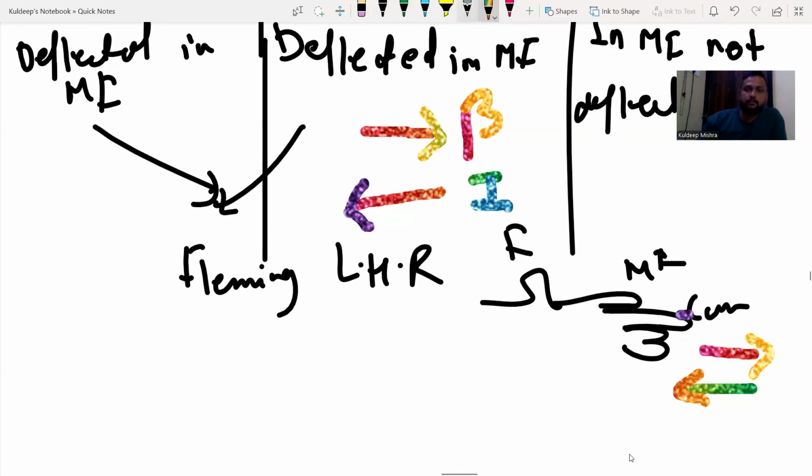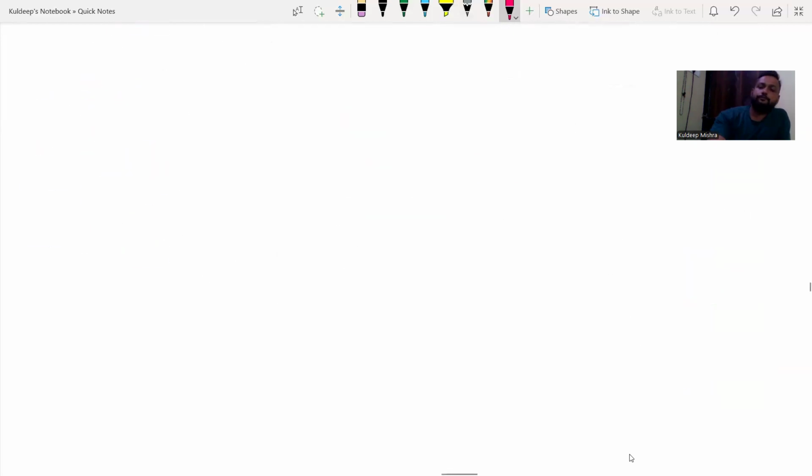And for this one, alpha, the current and alpha have the same directions. Okay. Now there is something called half-life.